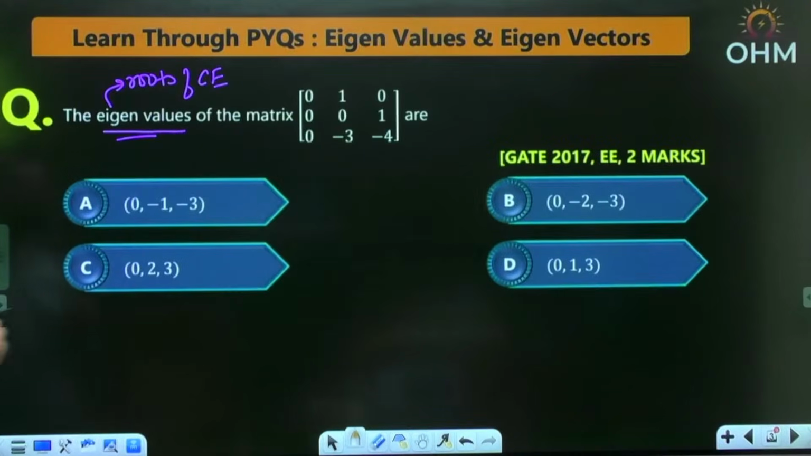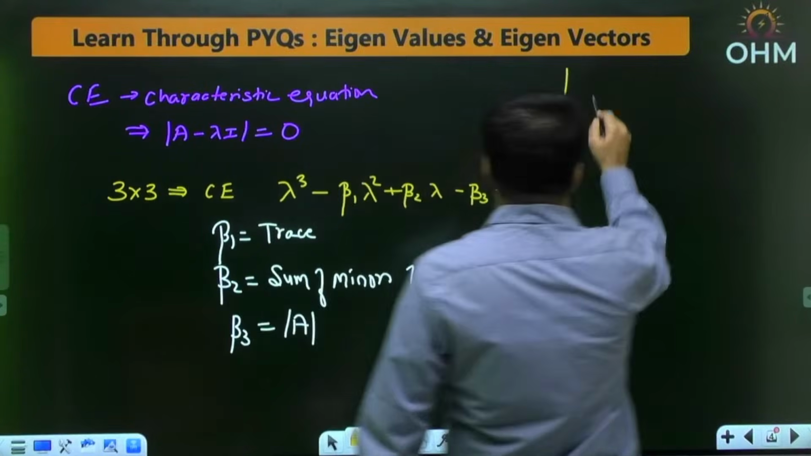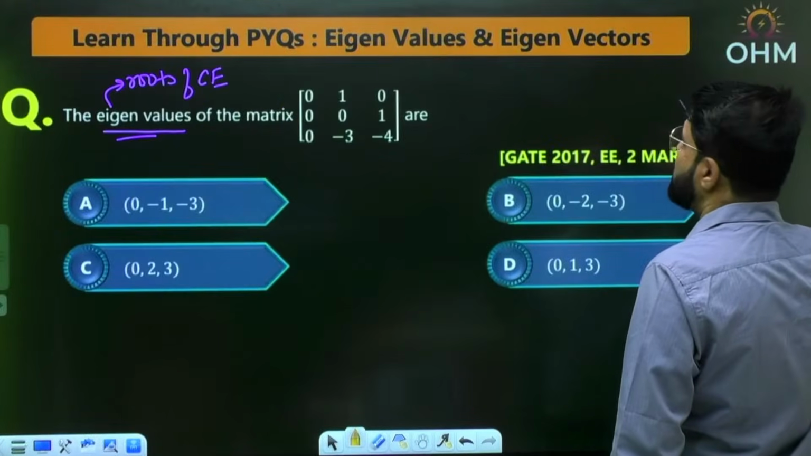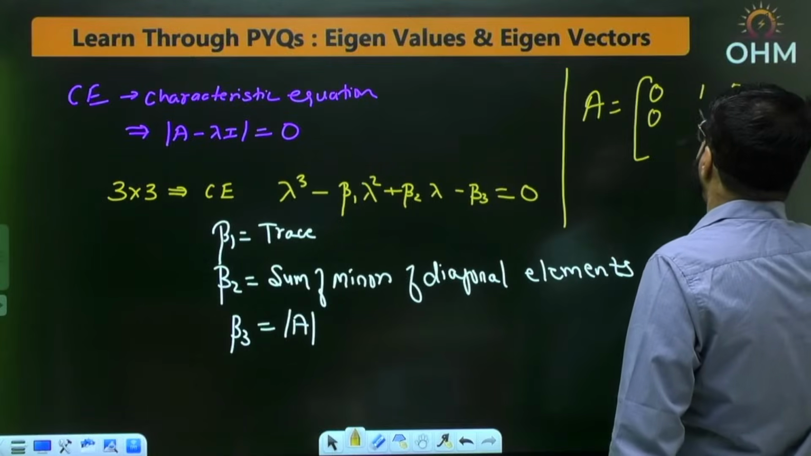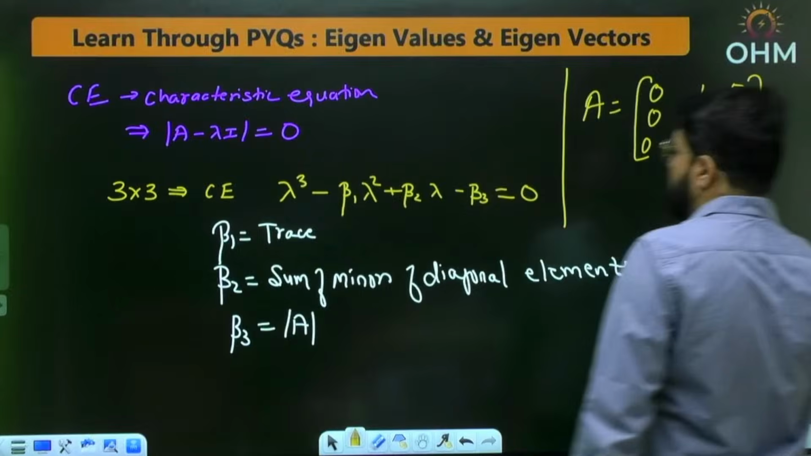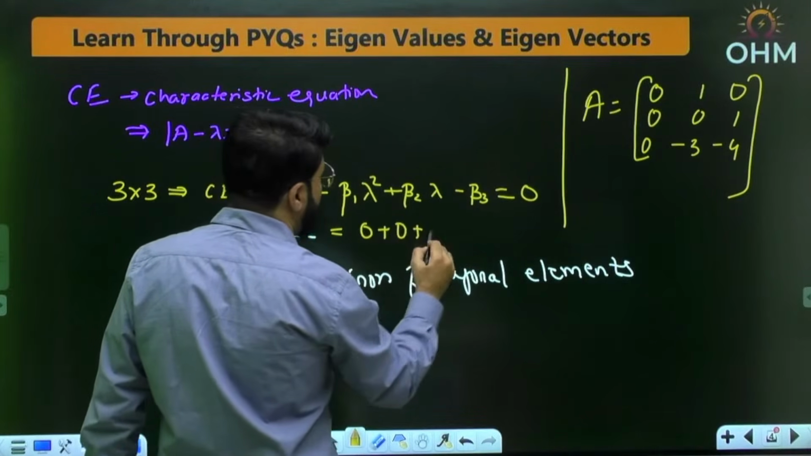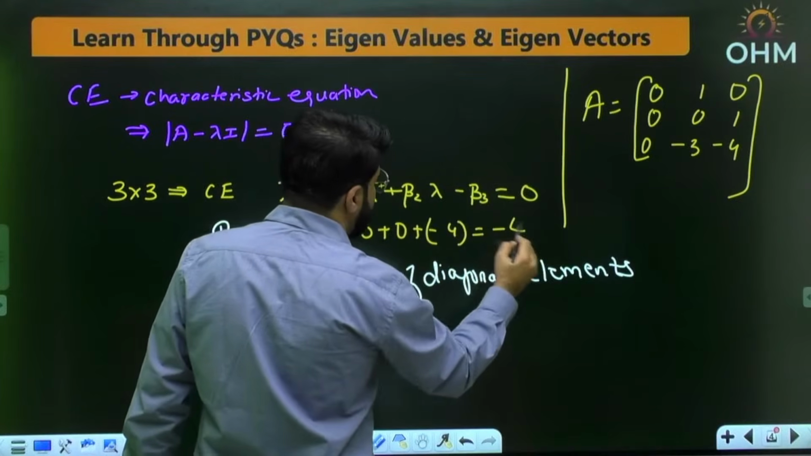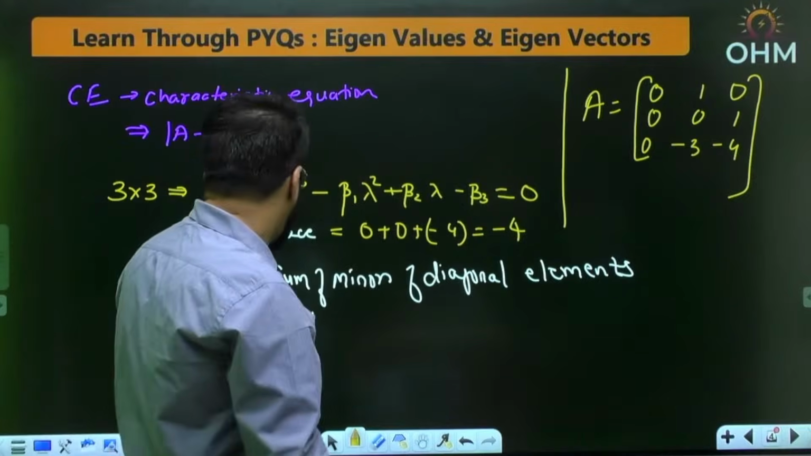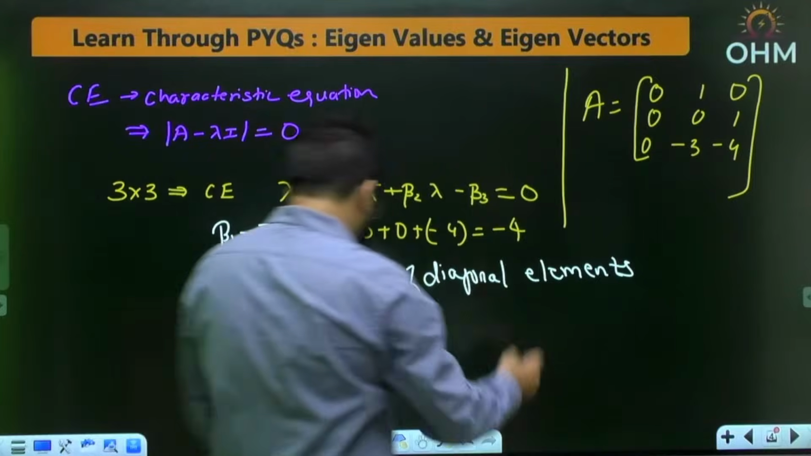Correct. So now have a look into it. What is the trace? Let me just write down the matrix again here. What is the matrix? 0, 1, 0, 0, 0, 1, and 0, minus 3, minus 4. What is the trace of the matrix? Trace means the sum of diagonal elements, so that is 0 and minus 4, which makes it minus 4. What is beta 2? The sum of the minors of the diagonal elements.